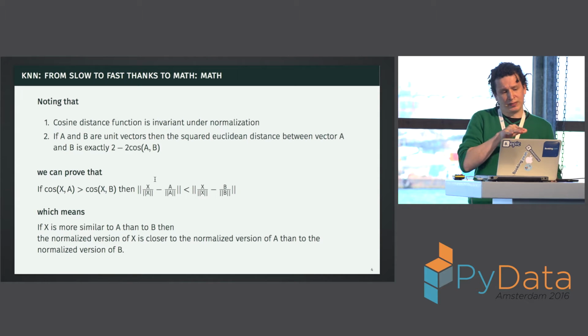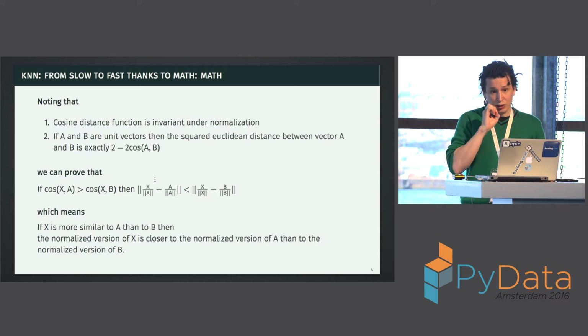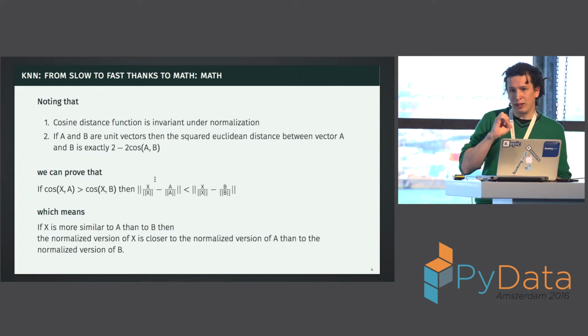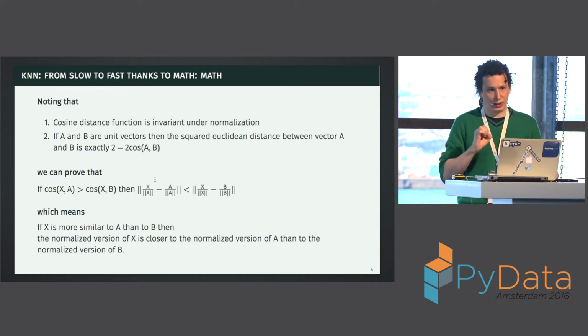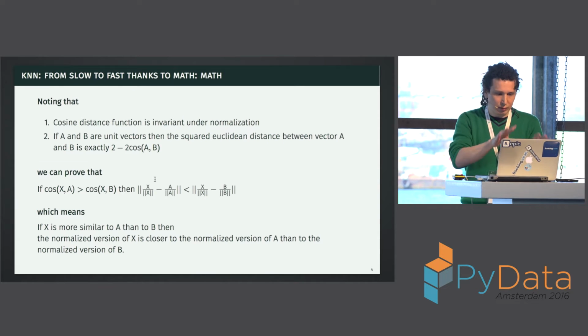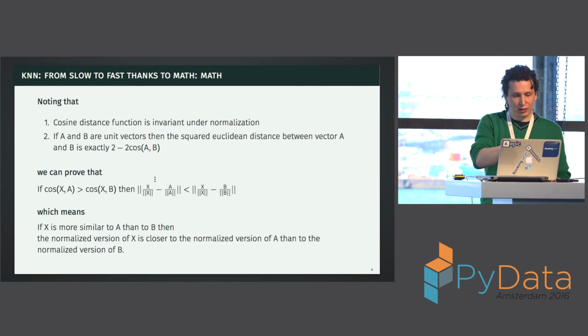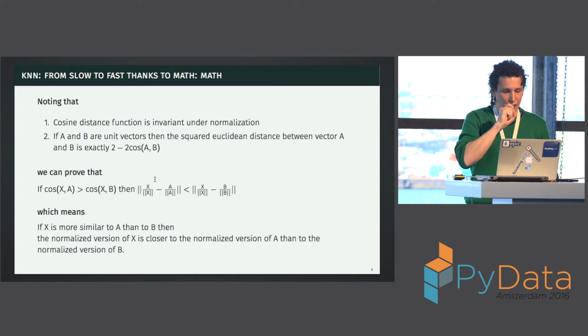It says that if A and B are unit vectors, then the Euclidean distance will be exactly 2 minus 2 cosine between A and B. So this is not that easy to see. You can look up the proof in the wiki. But what I want to focus on is the fact that you can already see that we are trying to relate cosine similarity to Euclidean distance.